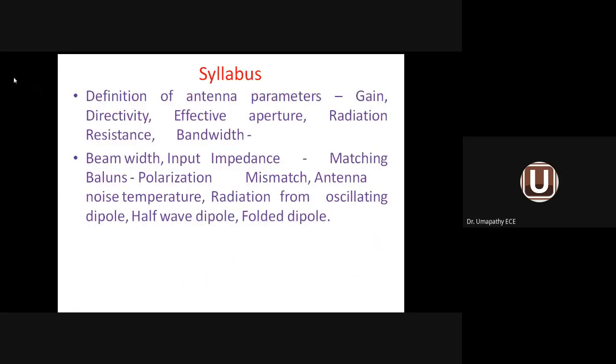In the last class, I was explaining 3 topics from the syllabus, unit 1. One is antenna noise temperature. Second one, effective aperture. Third one, radiation from an oscillating dipole. And the fourth topic, folded dipole. 4 topics we have seen: antenna noise temperature, effective aperture, radiation from oscillating dipole, and the fourth one is folded dipole.